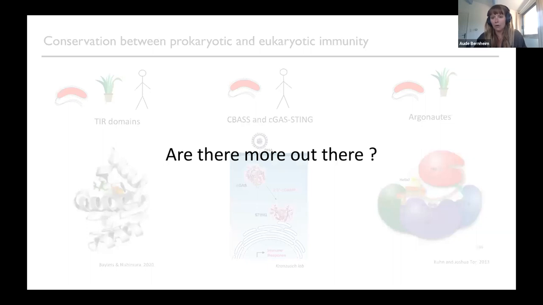And I will tell you two stories, in quite a short time, and you will see that they illustrate different aspects of what we can get out of this conservation. The first one will be more about how we can use knowledge from other types of immunity, namely plant immunity, to decipher mechanisms that are novel to prokaryotic immunity. And the second story will be really a full conservation, I would say, from the sequence to the mechanism, and what type of application it leads to.